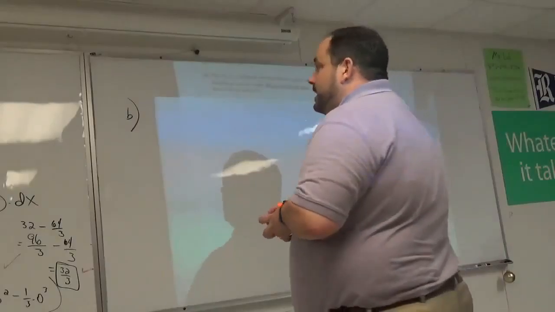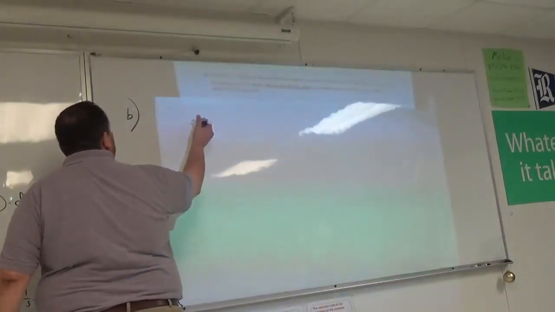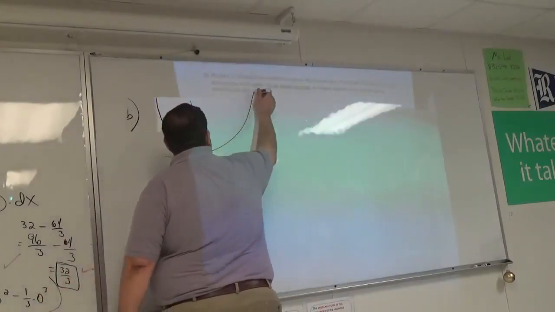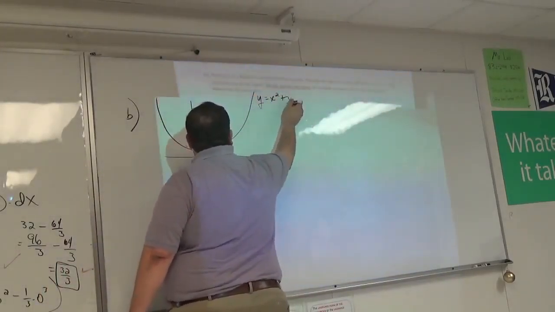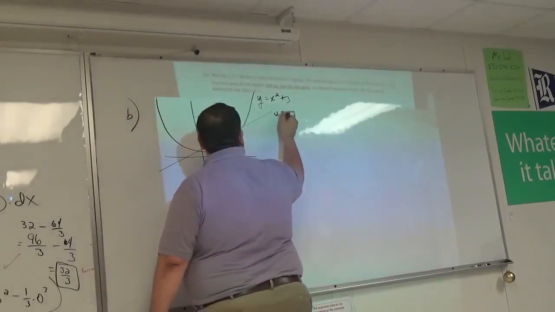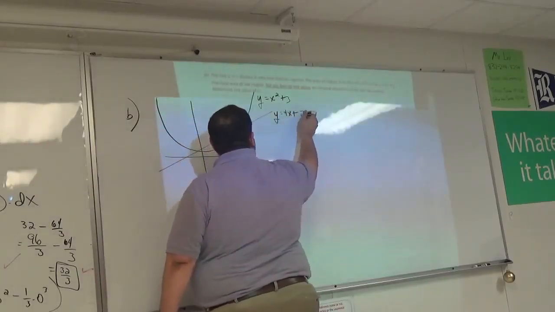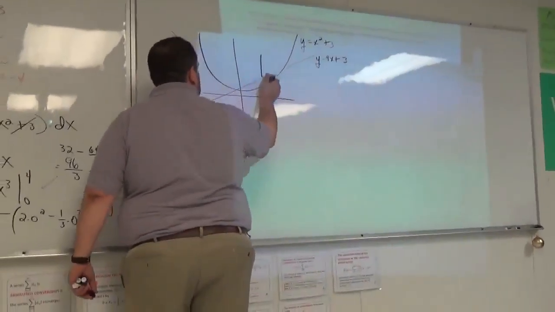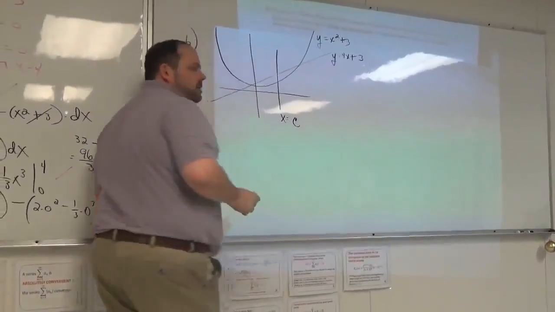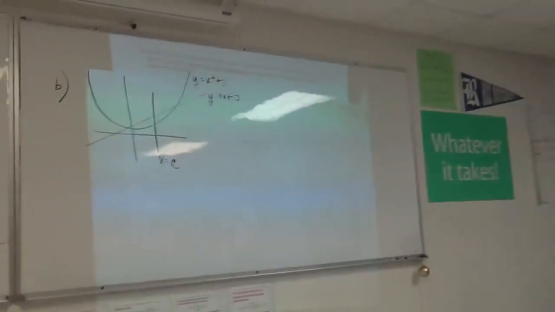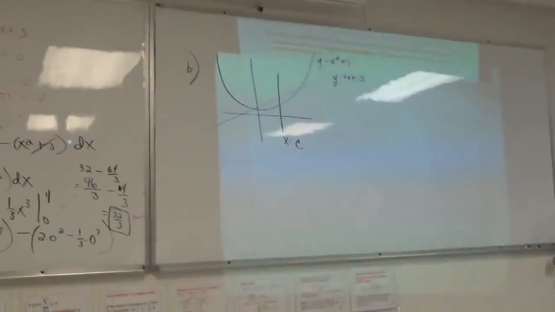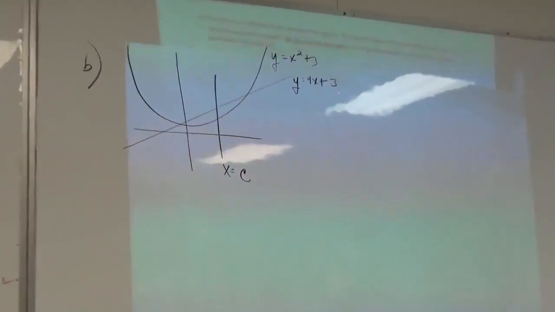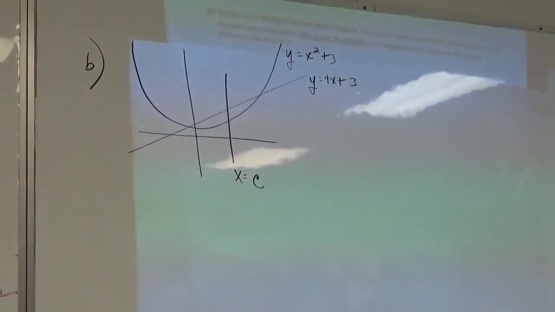For those of you needing a little bit of a push, I would go back to the diagram. Here's y equals x squared plus 3. Here's y equals 4x plus 3. Badly drawn, I know. X equals c. What's so special about this line x equals c? It divides the area into two pieces. Two equal pieces? No. What's so special about the pieces?